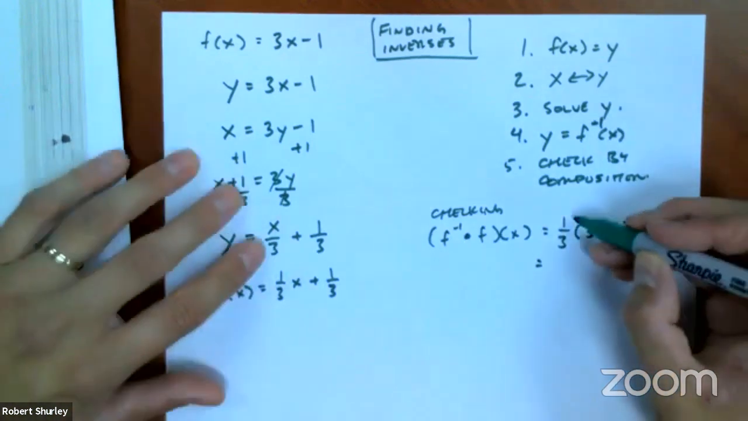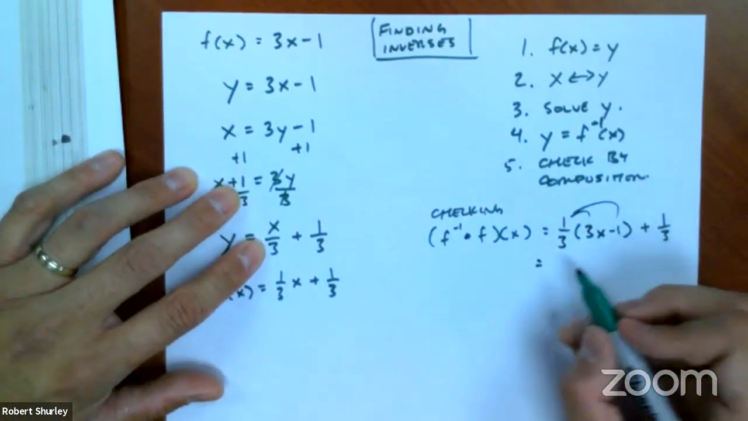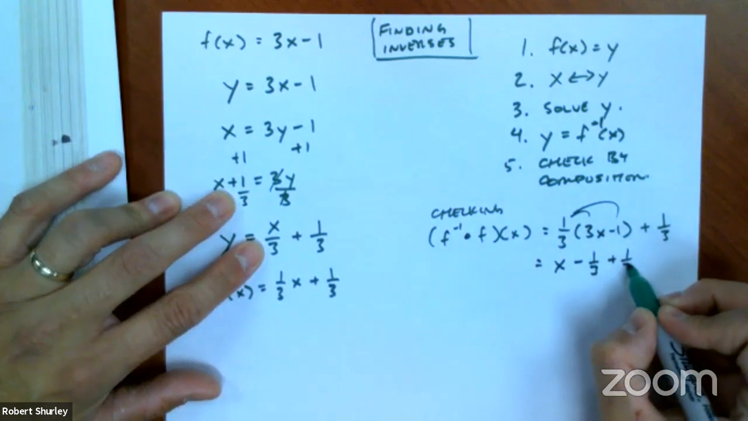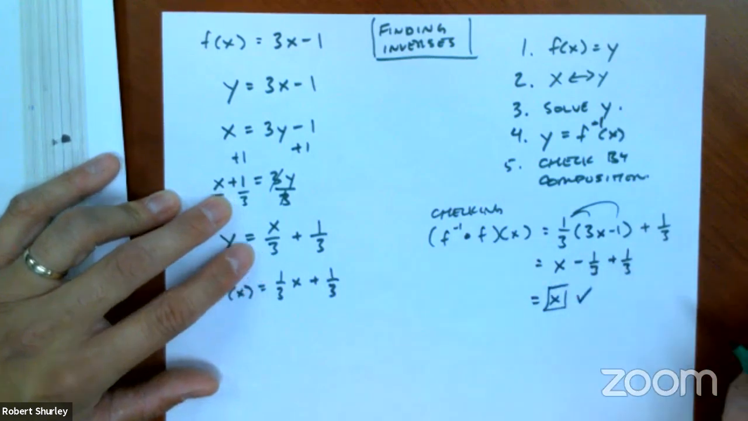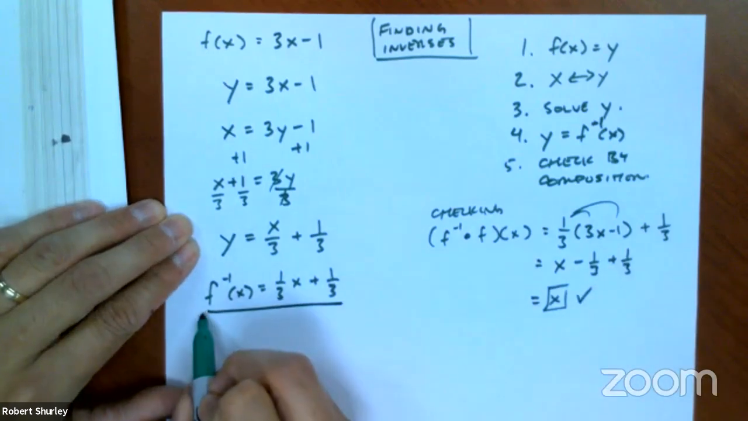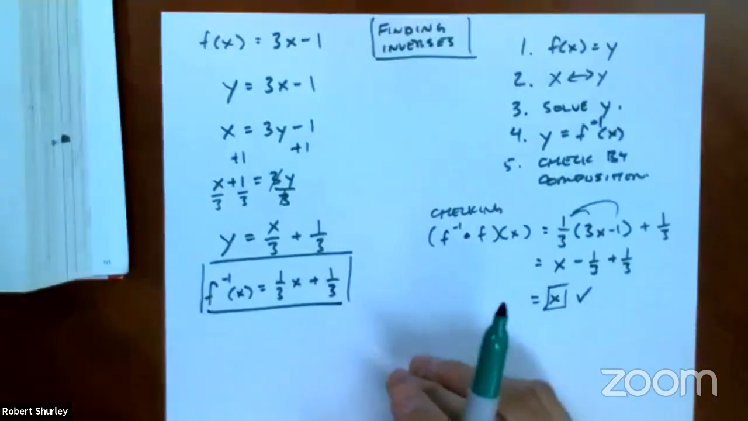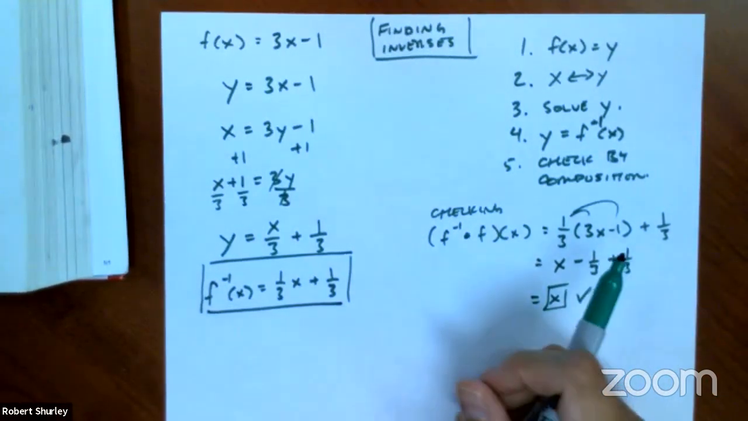Distribute the 1/3 and I get, well, 1/3 times 3 is just 1, so that cancels. So we're left with x minus 1/3 plus 1/3. There we go. These cancel, leaves me with x. So I know that these are inverses. So that is my inverse, 1/3 x plus 1/3. Kind of neat.